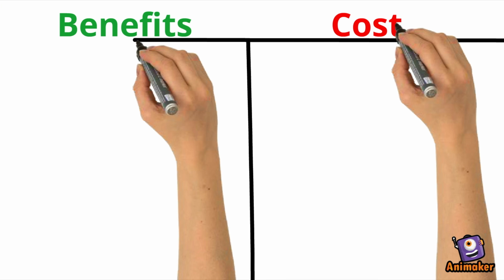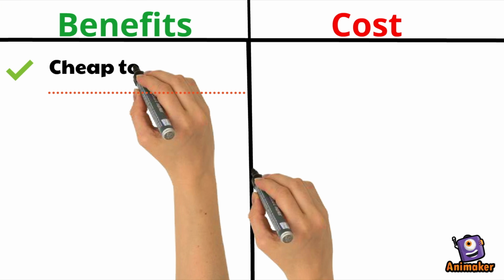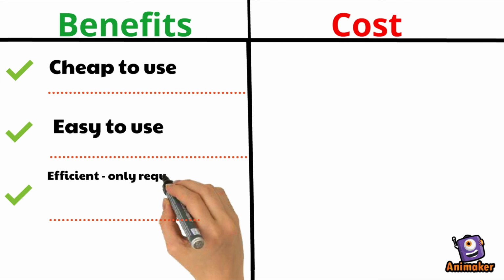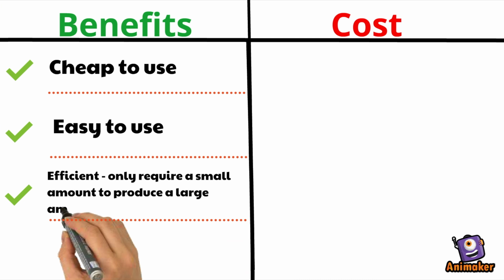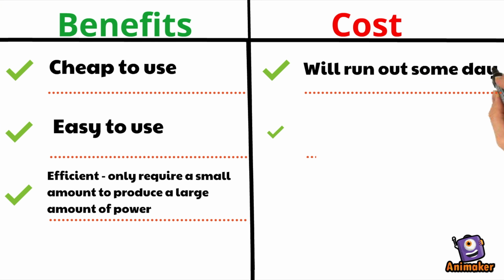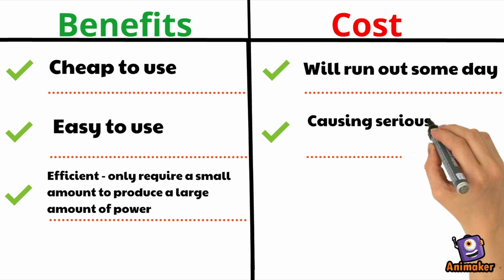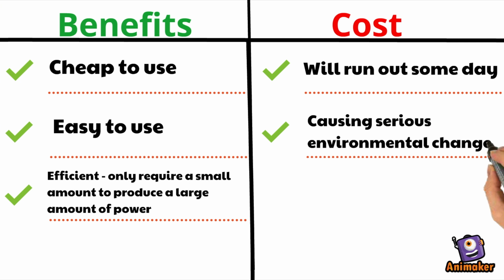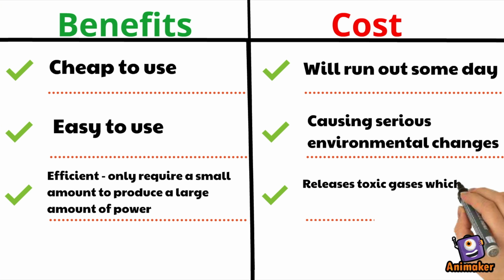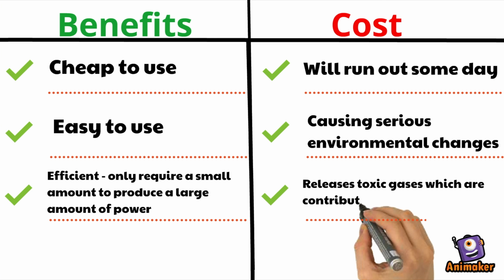The costs and benefits of non-renewable resources are: it's cheap to use, it's easy to use, it's efficient, and it only requires a small amount to produce a large amount of power. The costs are: it'll run out someday, causing serious environmental changes, and it releases toxic gases which are contributing to global warming.